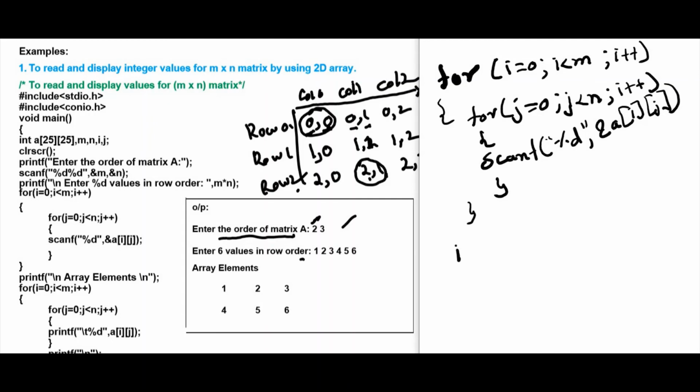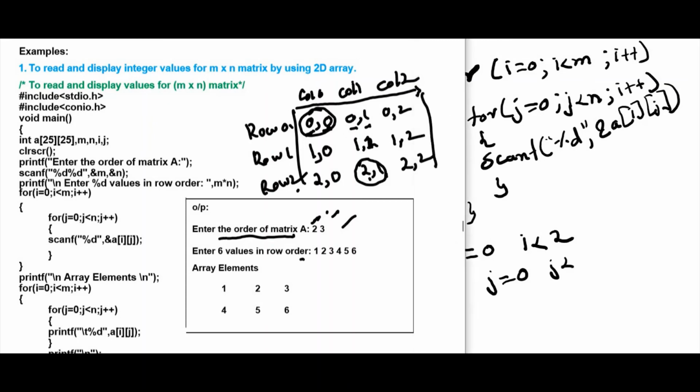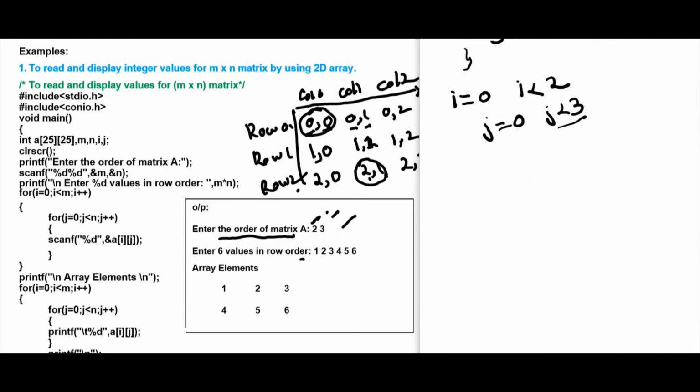So initially when i is equal to 0, it will check the condition is i less than m. What is our m? m is 2. It will check here, is it less than m? Yes, if it is less than m, it will enter into the inner for loop wherein j is checked. j starts with 0 and it is checking is j less than n. n is here 3, so it will take 3. So as long as this condition is true, the for loop executes.